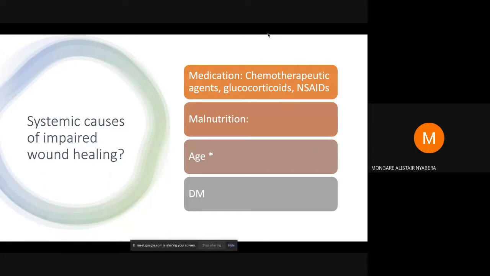Yes, Mungare. Okay, so how do you think corticosteroids, glucocorticoids, affect wound healing? I think they affect some of the growth factors. Mm-hmm.